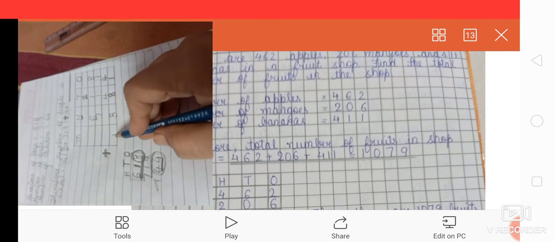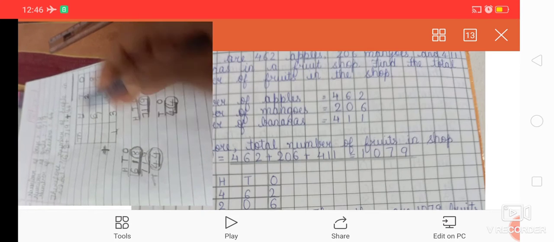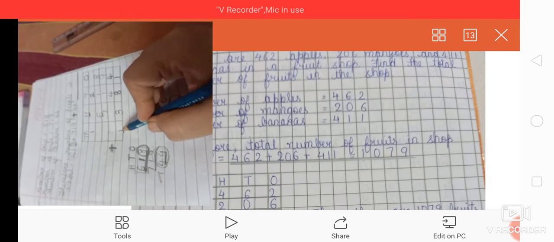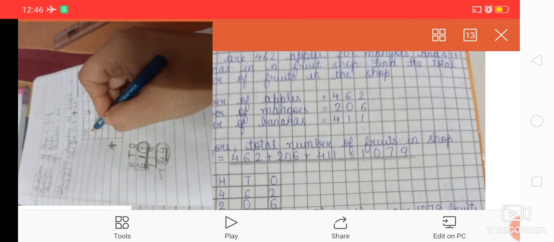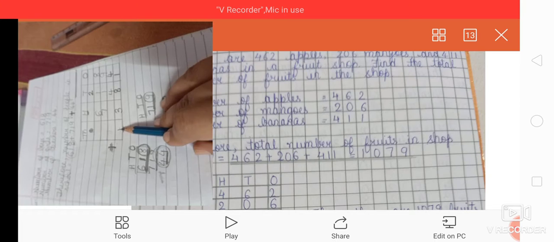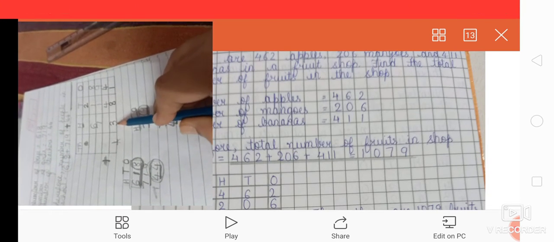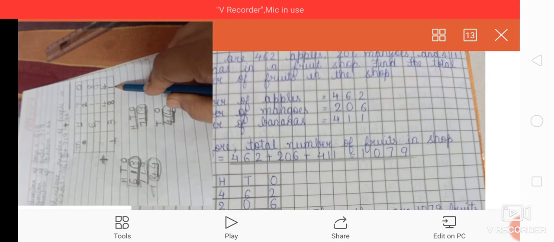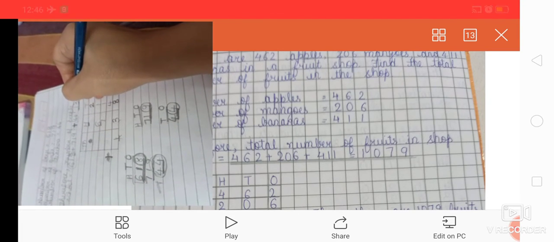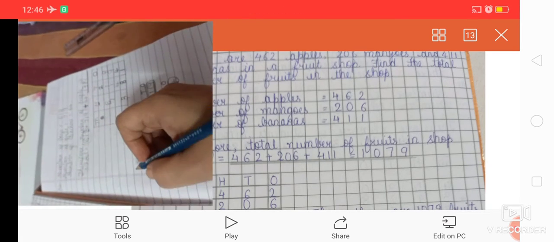Why are we writing 1 directly down? Because here there are no numbers to add. If we write 1 here, it will come here only. So that's why we are writing directly down. We are not writing any number here. We are writing directly down. So what answer did we get? 1381. So what will you write?